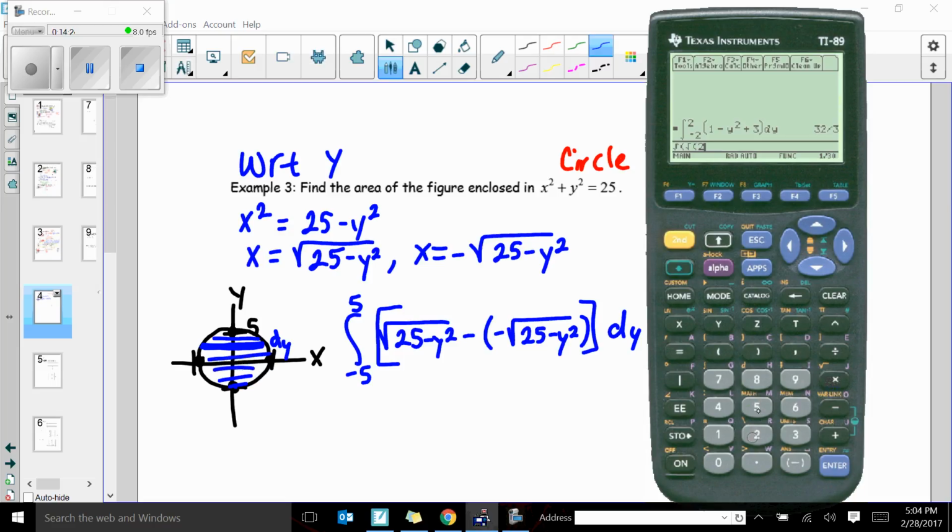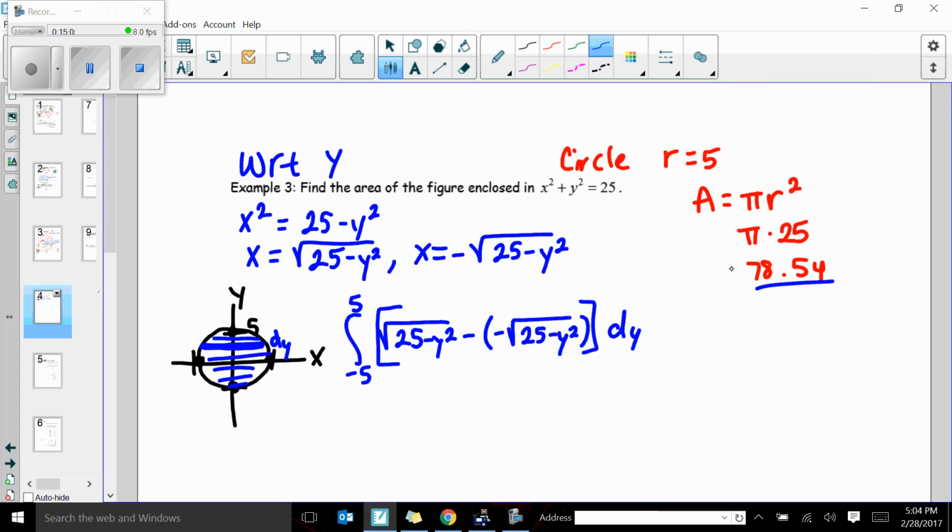So I got 25 minus y squared. Got to close those parentheses, minus negative square root of 25 minus y squared. Okay, close the parentheses on the square root, close the parentheses on the minus part, comma y, comma -5, comma 5. And if you want an exact answer, just press enter, and it should give us 25 pi. That's what we got. If we want an approximate decimal answer, we already know this is going to give us that 78 number. Okay? So same exact answer.